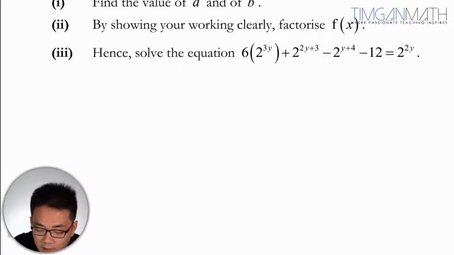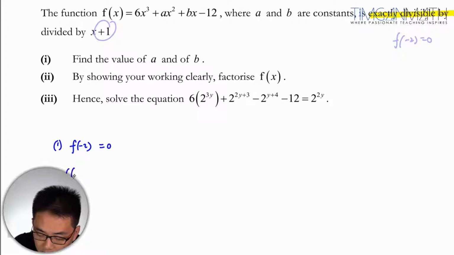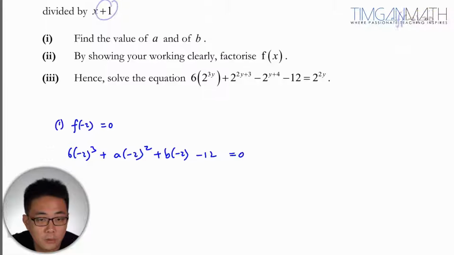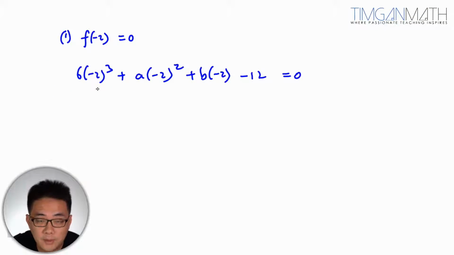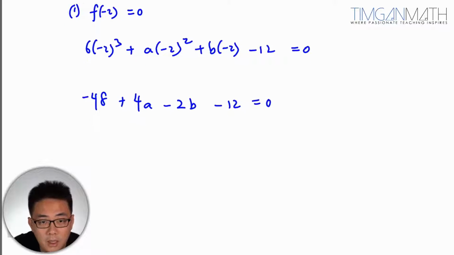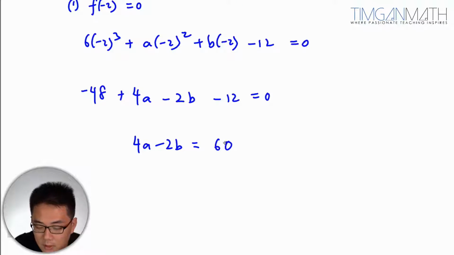We're just going to start by writing down the first one. f(-2) is 0 by factor theorem. So this would be substituting in 6(-2) cubed plus a(-2) squared plus b(-2) minus 12 equals 0. So from here, what we get is actually 6 times -8, which is -48, plus 4a minus 2b minus 12 equals 0, and this will be 4a minus 2b equals -48 minus 12, which is 60 on the other end.